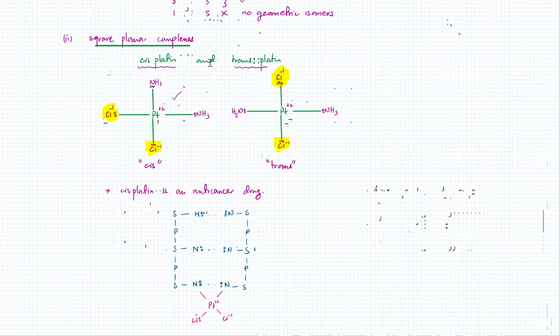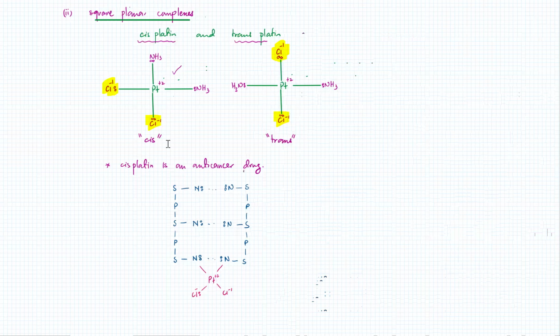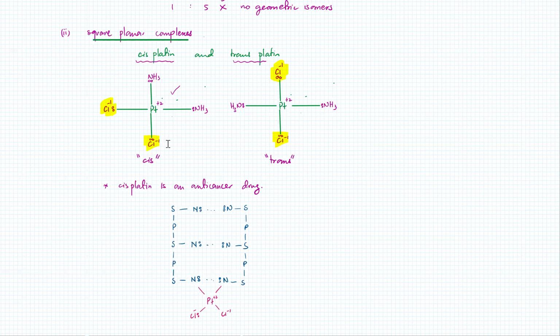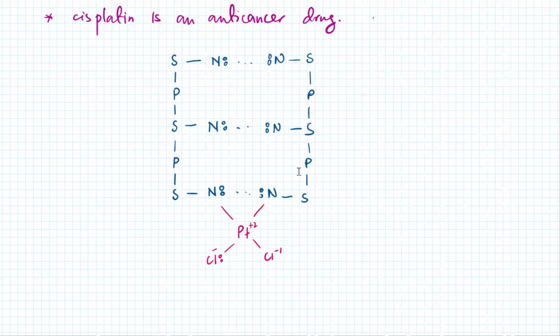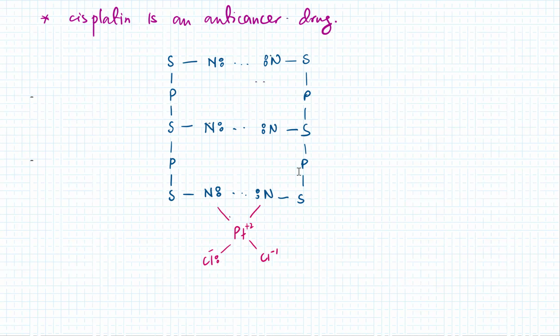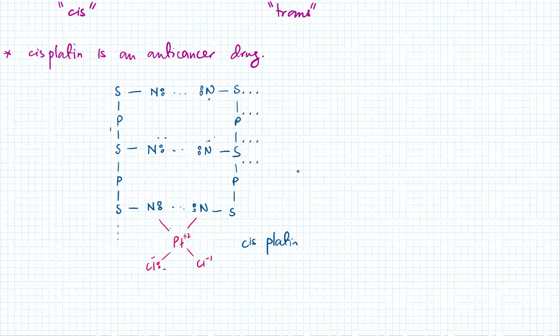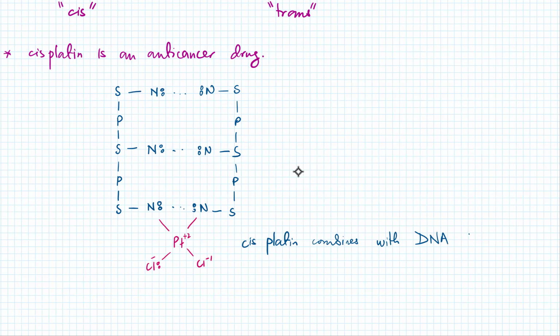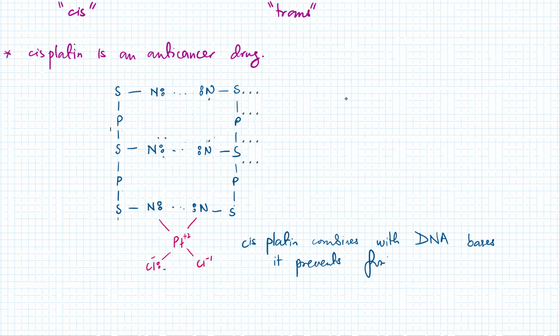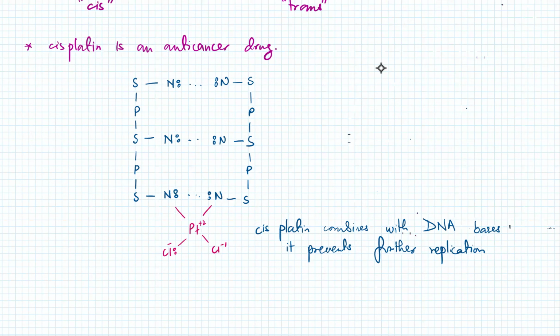There was a specific example of a square planar complex you have to remember, right? Specifically cisplatin and transplatin. You could have the two Cls on the same side, that was your cis version. You could have two Cls on opposite sides, that's your trans version. And I explained to you that cisplatin was used as an anti-cancer drug. I'm just going to write it over here, that cisplatin combines with the DNA bases. And when it does that, it prevents further replication.